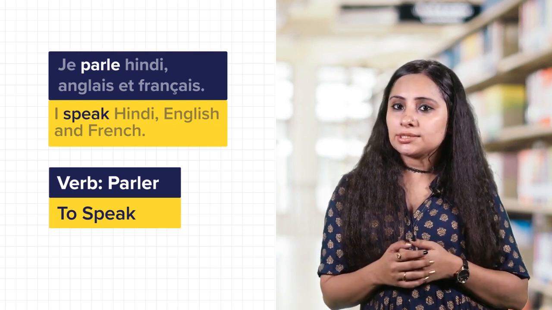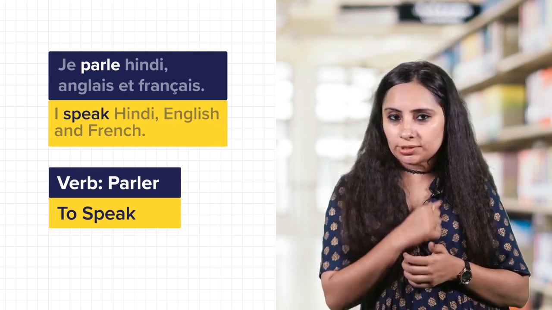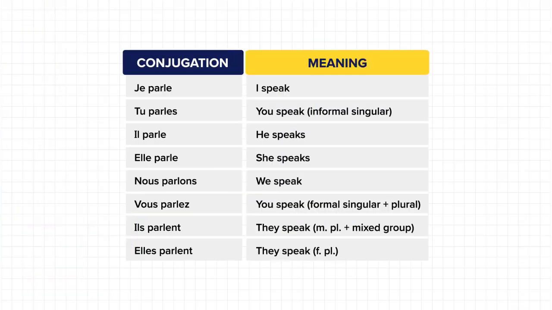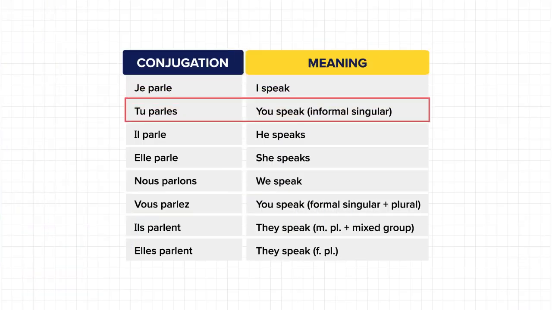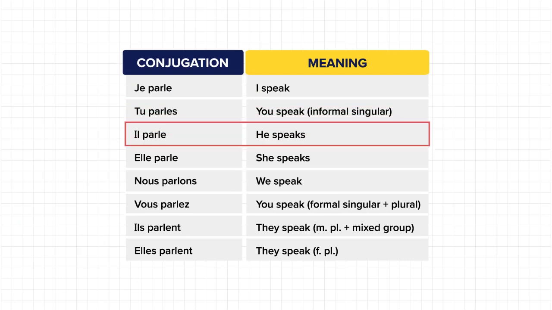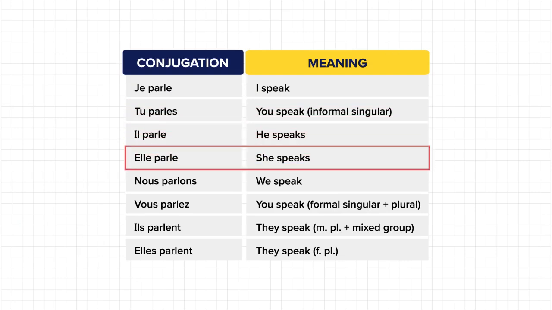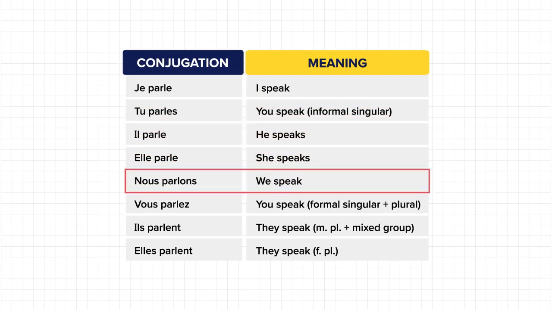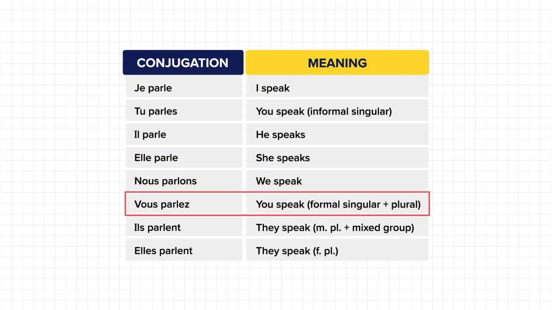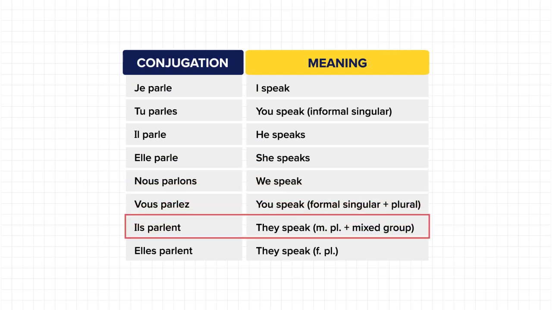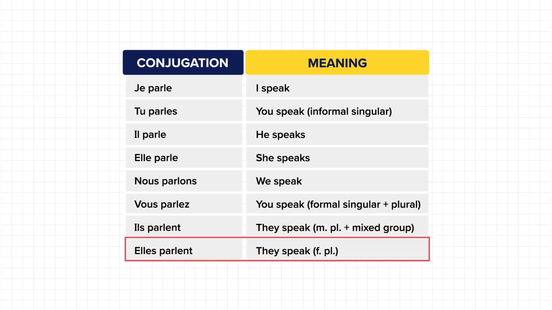Can we try conjugating the verb parler now? Let's give it a shot. Je parle, tu parles, il parle, elle parle, nous parlons, vous parlez, ils parlent, elles parlent.